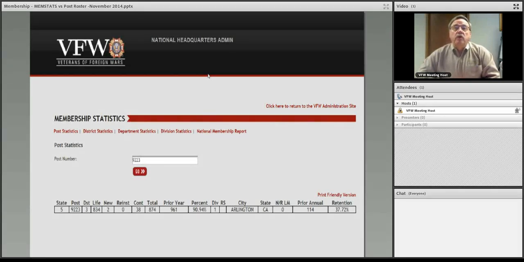Their prior year total, the number of members they collected dues on during the 2013-14 membership year ending June 30th, was 961. Your prior year membership is your goal to either meet or exceed, obtaining over 100%. Currently, the post is standing at 90.94%. They are in Division 1.